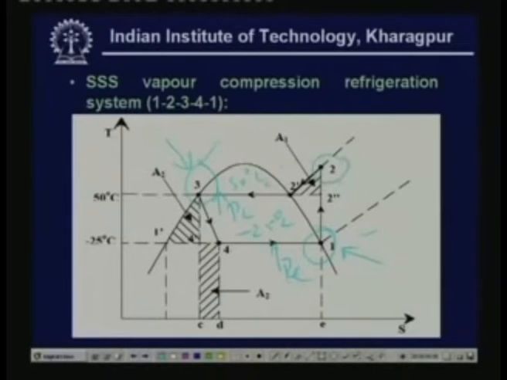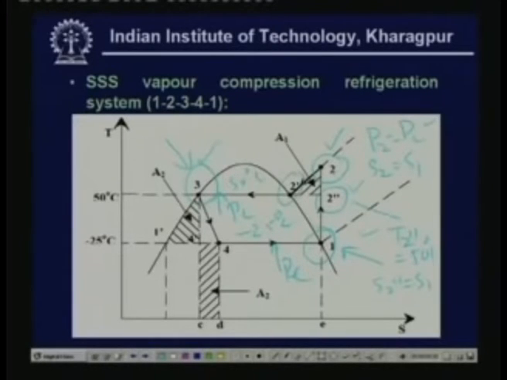And at point 2, we know the pressure is equal to condenser pressure, and we also know that this is an isentropic process. So, S2 is equal to S1. So, we know completely about point 2, and you can find out the rest of the properties. And point 2 double dash has the same temperature as the condensing temperature. That means T2 double dash is equal to 50 degrees centigrade, which is known, and we also know that S2 double dash is equal to S1. So, we again know 2 properties, and we can find out the rest of the properties.